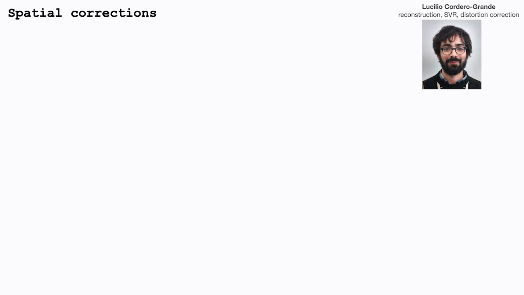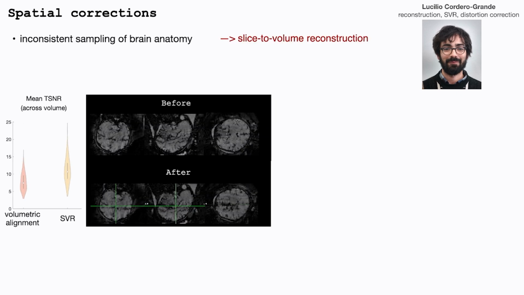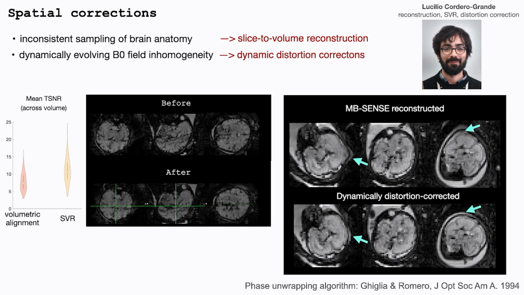Spatial corrections need particular treatment as well, because inconsistent sampling of brain anatomy almost necessitates slice-to-volume reconstruction, and it can be demonstrated that it outperforms the standard volume-to-volume alignment typically used in ex utero data. It's also required to model the B0 field inhomogeneity in order to implement dynamic distortion corrections. In our case, we use phase images to deal with this.